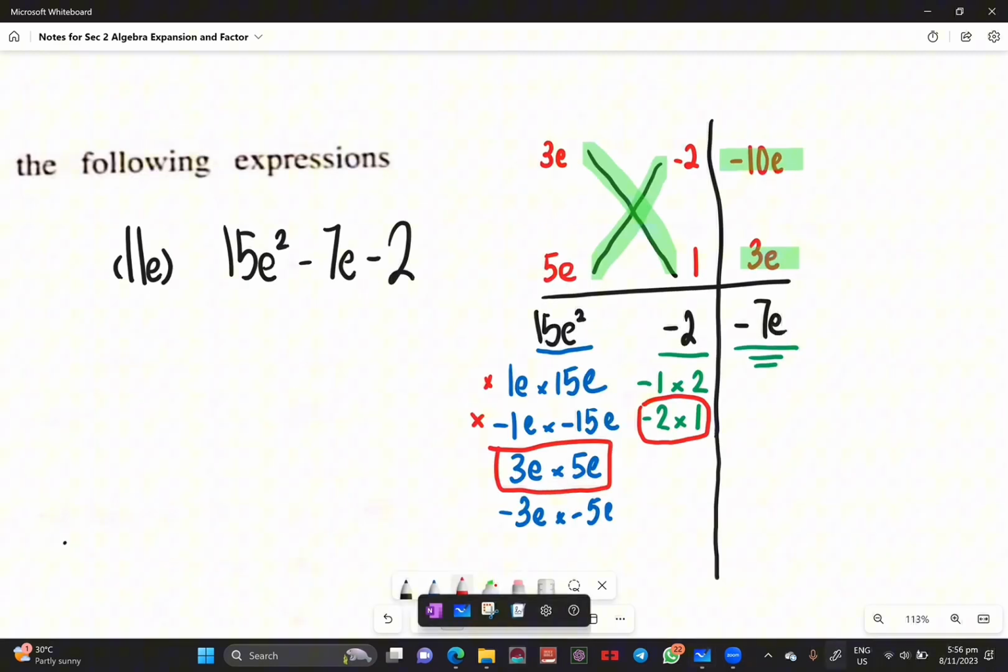So your answer for this question has to be 3e minus 2 and also 5e plus 1.